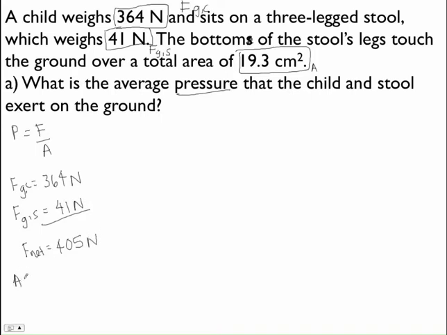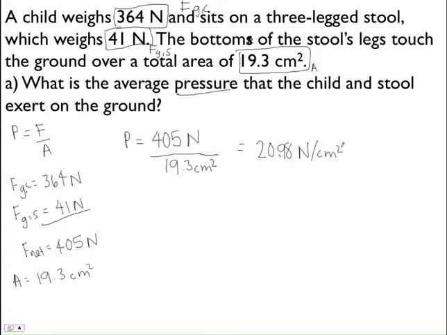Okay, and then they gave us an area, and it was 19.3 centimeters squared. Now, because they didn't say they want the pressure in pascals, we can just leave it like this, and we'll just call it newtons per centimeter squared, and that way we won't have to do any conversions. So we'll take our pressure is equal to our force, and our force is that 405 total newtons. And then we're going to divide it by our area, which is 19.3 centimeters squared, and we're going to get 20.98 newtons per centimeter squared. You can't call this pascals because these are in centimeters and they need to be in meters in order to use pascals. So just keep that in mind, that we're just going to have 20.98.